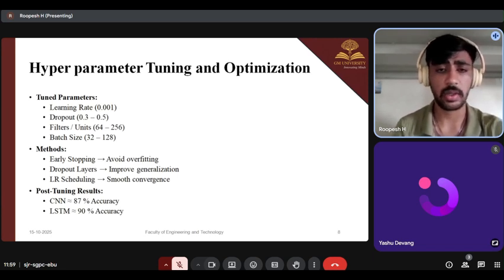Techniques like early stopping, dropout layers, and learning rate scheduling help reduce overfitting and improve overall model stability.